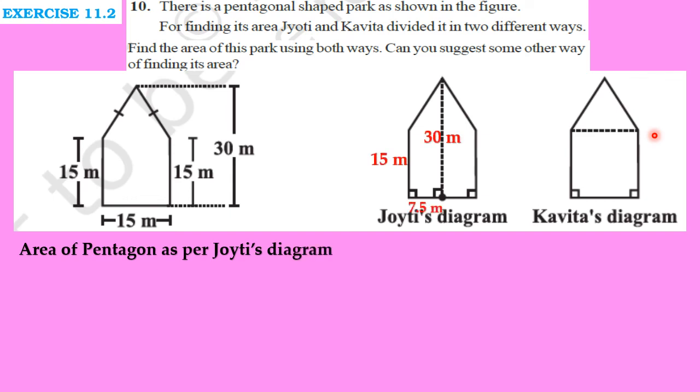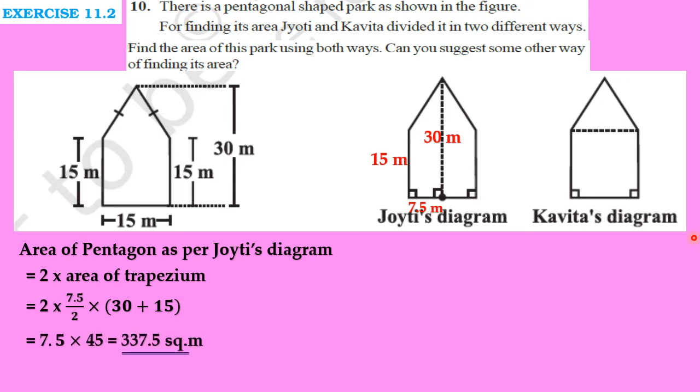So the dimensions, these two parallel sides are 15 and 30, and this total is 15, so half of that will be 7.5 meter. So the total area will be the area of both these trapeziums. So they are equal. So one trapezium only you need to find. So 2 into area of trapezium, which is equal to, substitute the values. So on solving, we will get 337.5 square meter.